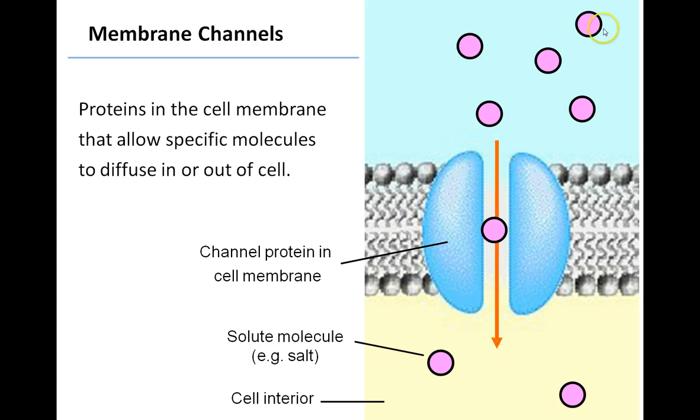On this side of the cell membrane, we have a high density of this particular type of atom or molecule. On this side, the density is much lower. So if we open this channel, you allow these molecules here that are at a high density to move through to where they are at a much lower density.